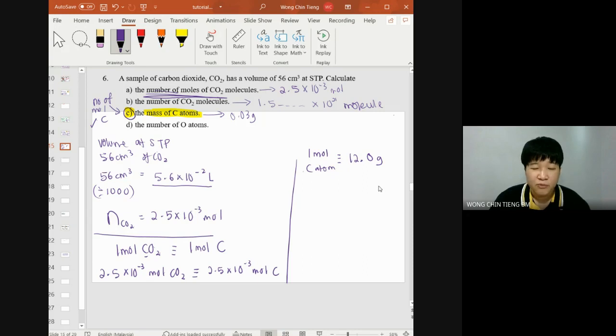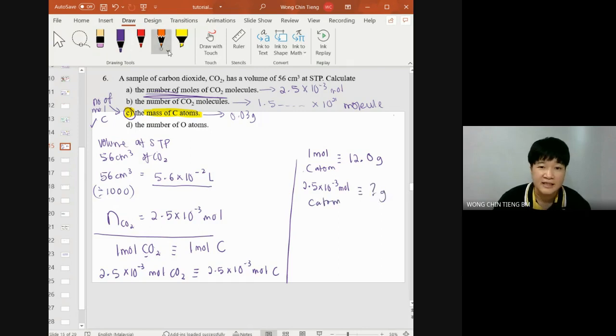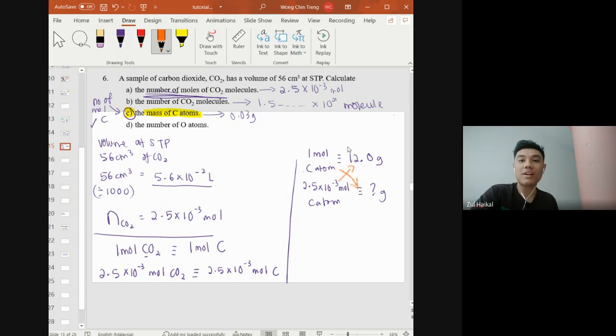Alright. 1 mole of carbon atom adalah 12 gram. Saya nak berat dia berapa, when I have 2.5 times 10 to the power of negative 3 mole of carbon atom. So, equals to how many gram? Darab silang sekali lagi. Kira balik. Dapat apa? 0.03 gram. Betul dah darab.